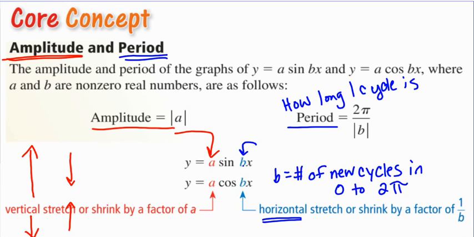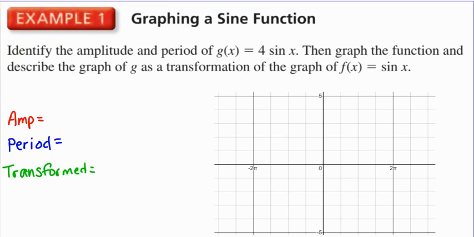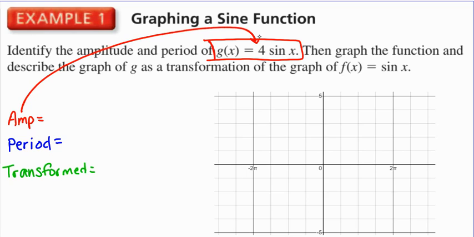Okay, so let's apply that if we can. We have this first function that we want to graph: identify the amplitude and period of g of x equals 4 sine of x, then graph the function and describe the graph of g as a transformation of the function f of x equals sine of x. Okay, so the amplitude is something that we're going to get directly from multiplying in front of our sine, the amplitude is 4, right?